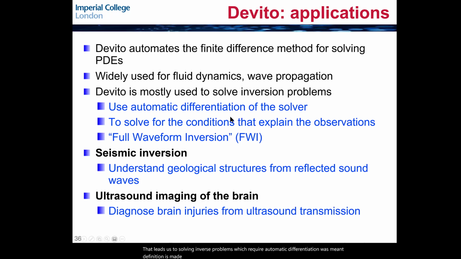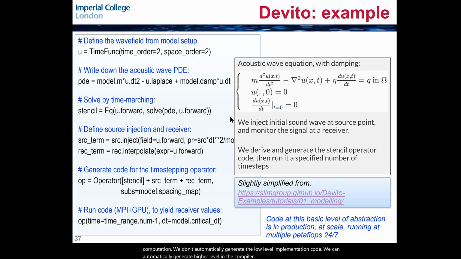Here's a concrete, simple example. This is about the acoustic wave equation with some damping. Here's the PDE with some boundary conditions, but this is the PDE itself. Here it is again transcribed into Python. And again, we basically use this to solve for the next time step in a similar way that we saw in Firedrake. So what's happening here is we're not solving directly, we're constructing a time-stepping operator.